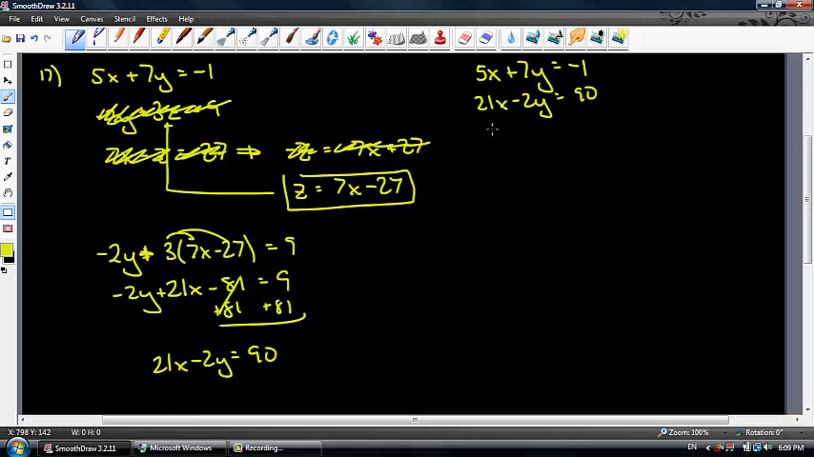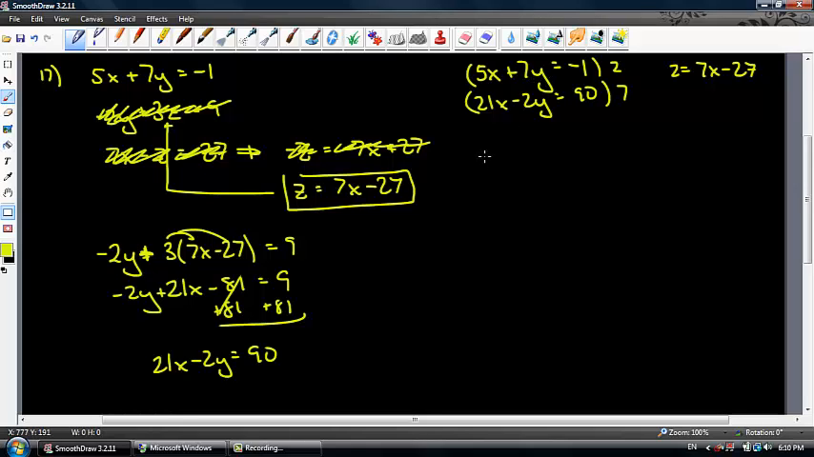And then I have off to the side here z equals 7x minus 27. So here, these two equations, I can set something up to be eliminated. So what I'm going to do is multiply each of these by 7, and multiply each of these by 2, because what I want is to eliminate y by changing it into 14.